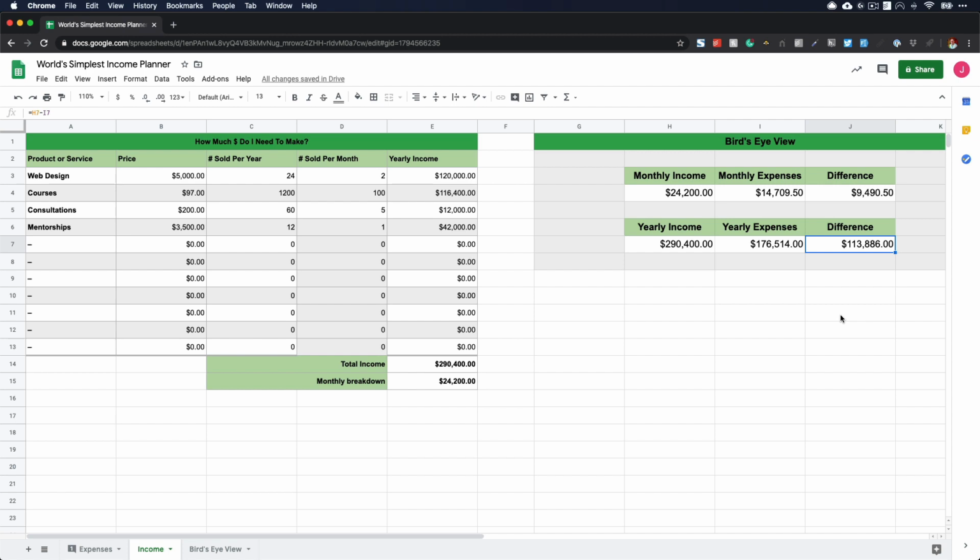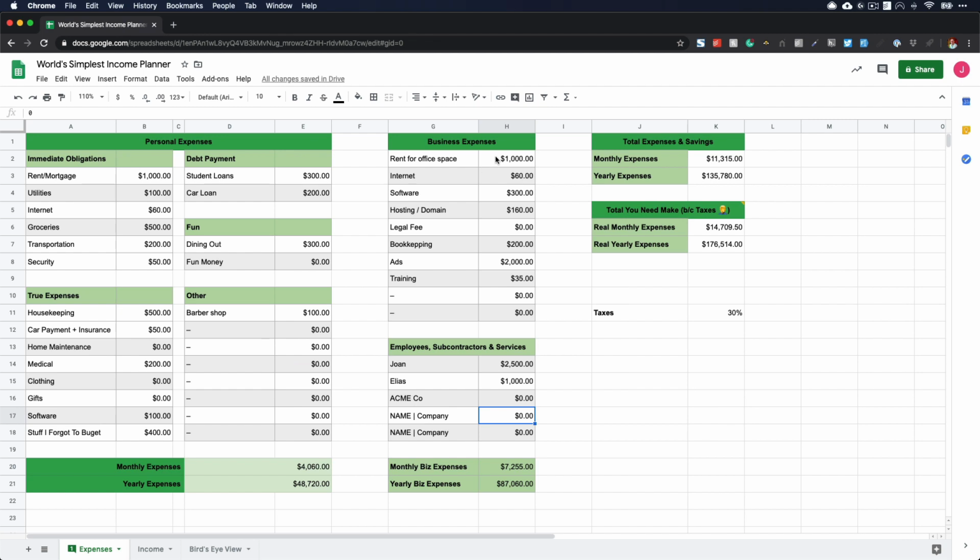So we need to force ourselves to sell to more people, to more consultations and more mentorships. We need to see if we have to lower our expenses, maybe fire someone or not, or hire someone for less money. Whatever you believe it's best for your home business, your personal business, and your personal life.